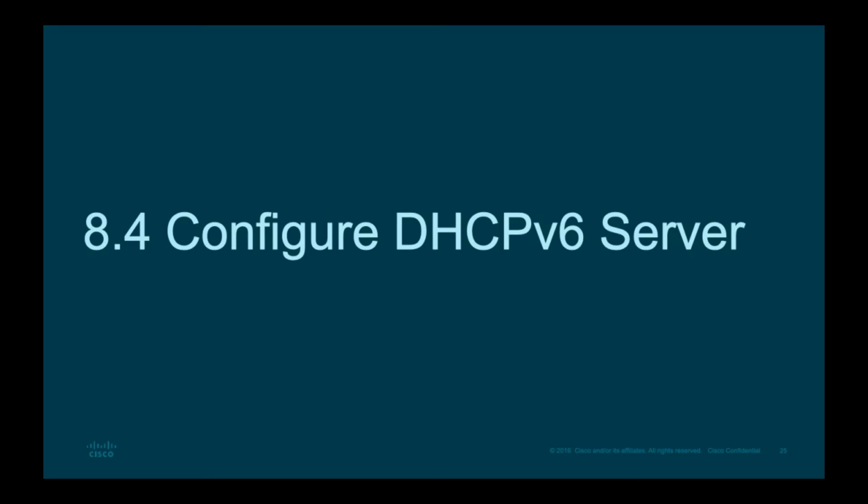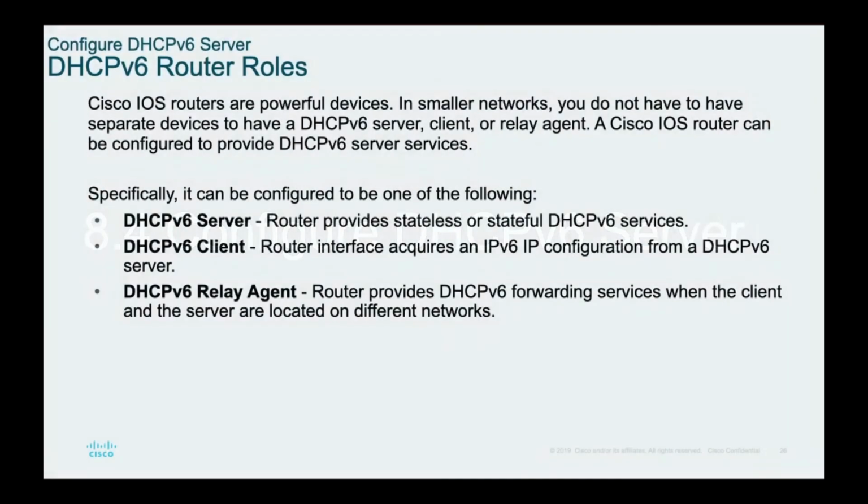8.4 Configure DHCPv6 server. Before we configure the DHCPv6 server, let's take a look at what our router can do. First, we can configure it as a server, meaning it provides the DHCP service. At the same time, a router interface can also request an IP from another server, which means that interface becomes a client, same as IPv4. And a router interface can also be a relay agent.